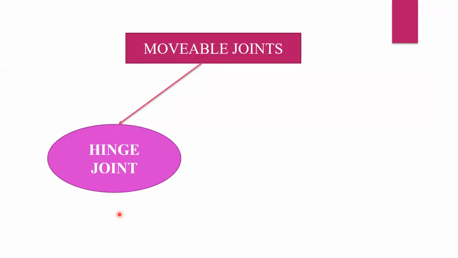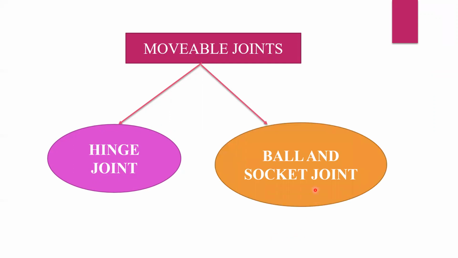Movable joints show a variety of movements. For example, the shoulder joint, hip joint, elbow joint, and knee joint. There are many types of movable joints. Here we will discuss the hinge joint and the ball and socket joint.